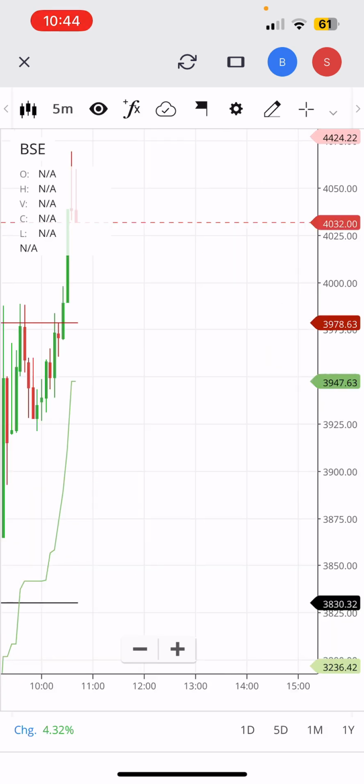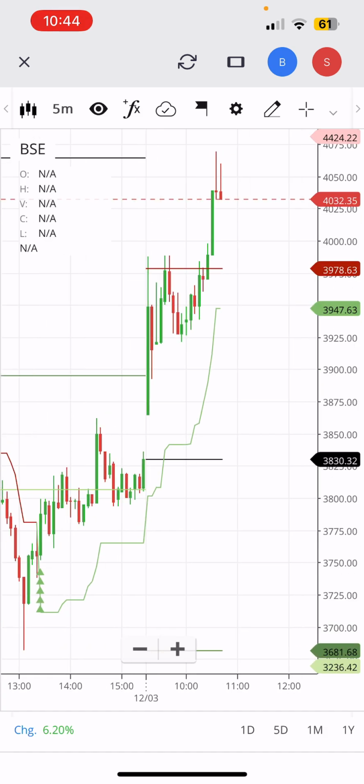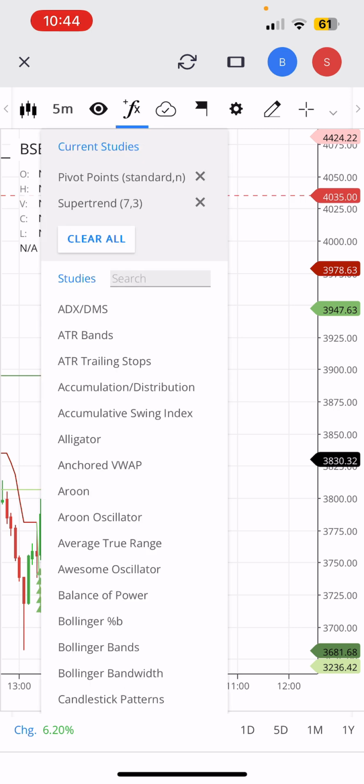So that will show you like this. Go to the indicators and add two indicators, which are super trend and pivot point standard. Or if you're using CPR anywhere, then well and good, that also works exactly like pivot points in Zerodha and other brokerage platforms.